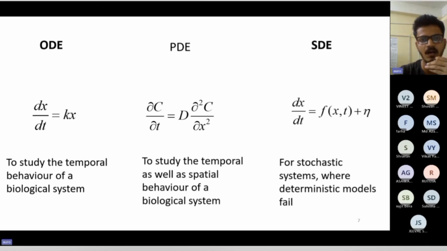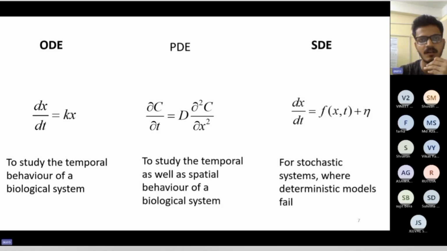The second kind of differential equation is the partial differential equation. Here we have two or more independent variables. Suppose we want to study diffusion. This is basically Fick's second law of diffusion. Diffusion means particles or molecules diffusing inside a cell. We want to know how it is diffusing with respect to time, and also with respect to space, like in which direction it is going. That also we want to know. Then we have to use a partial differential equation.